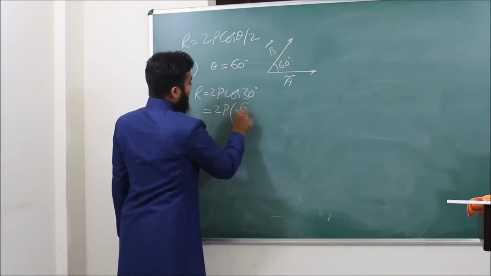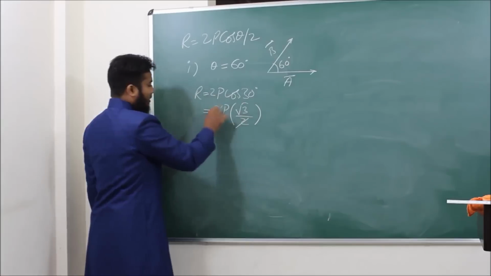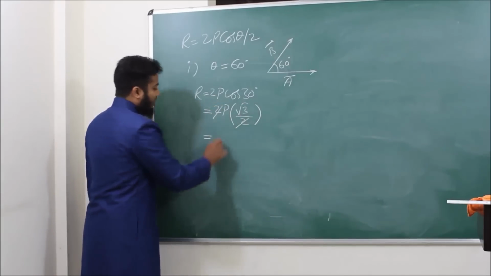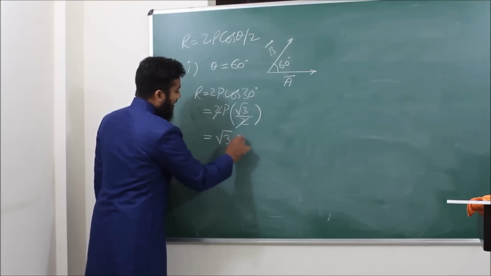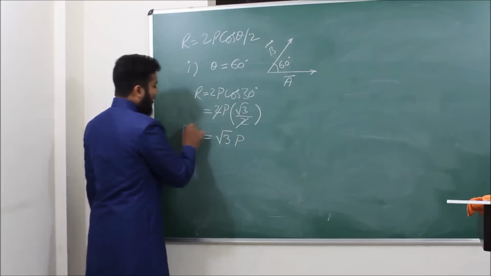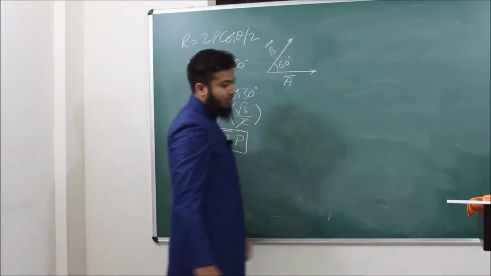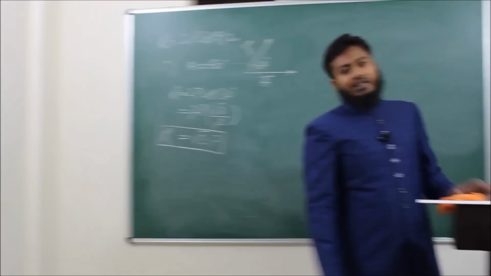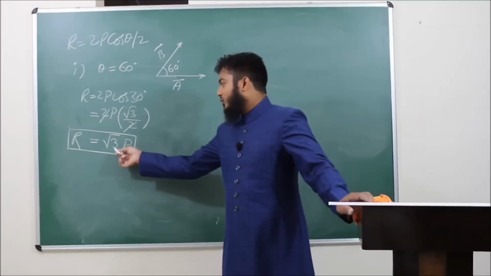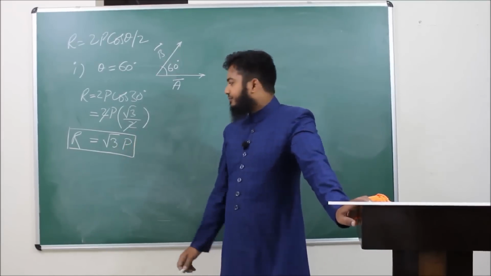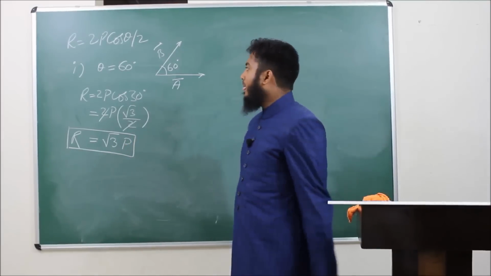So under root 3 upon 2, the 2 and 2 cancel out, and you have just under root 3 p. So the resultant of two vectors of equal magnitude inclined at an angle 60 degree will be just root 3 into p, root 3 times p.